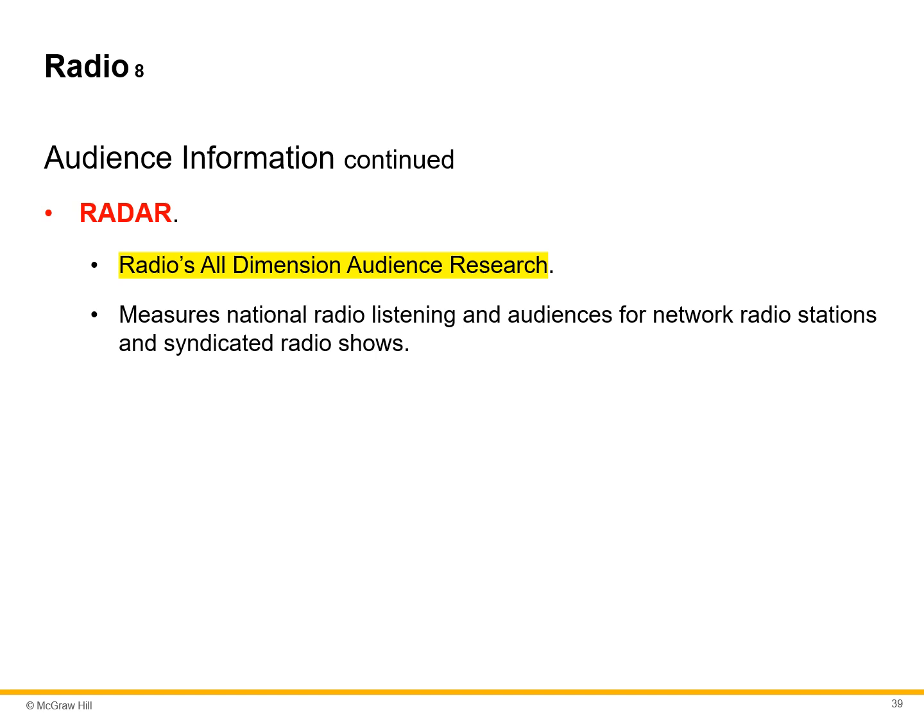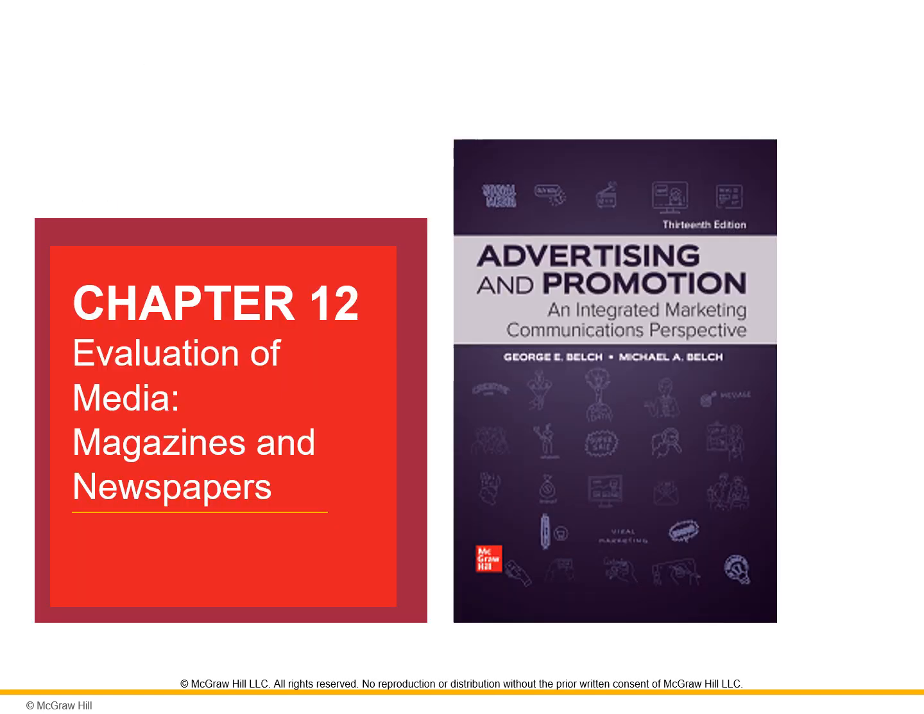RADAR, that's a reduced all-dimension audience research, to measure national radio listening and audience for network radio stations and the syndicated radio shows. Okay, that's RADAR, R-A-D-A-R. Okay. And so that's chapter 11. In chapter 12, we talk about the magazines and newspapers.